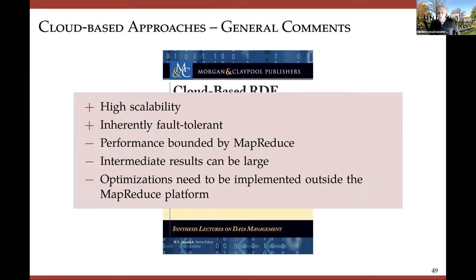These are highly scalable systems. They're inherently fault tolerant because of MapReduce, but the performance is bounded by what MapReduce can do. All those intermediate relations that you generate are going to be costly, and you have to write the results of those to HDFS and then run the join as a separate MapReduce job, which means you have to read from HDFS again, and whatever optimizations you do, you have to do outside of the MapReduce platform.